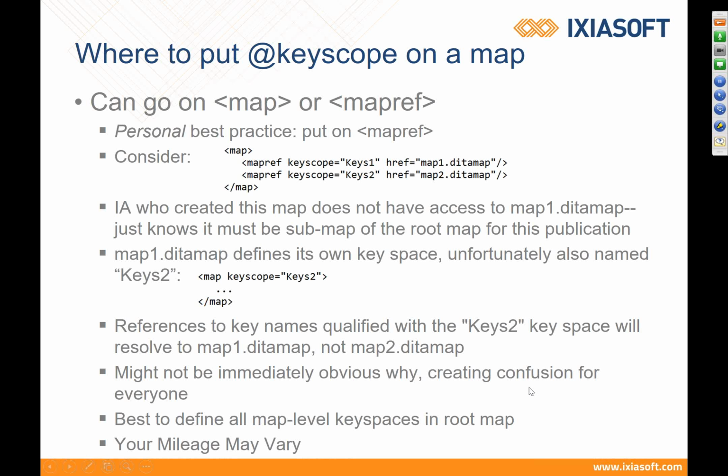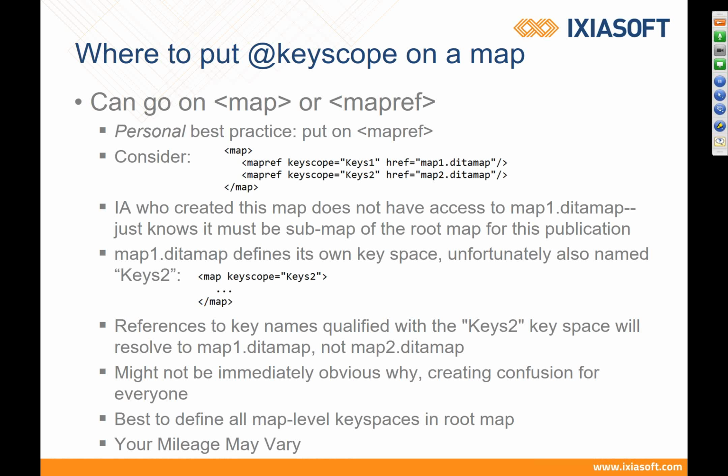So I have a map here, and it references map 1 and map 2. I do not have keyscope on the map element of map 1 or on the map element of map 2. Instead, when I reference those two maps from a parent map, I put keyscope on the map ref. And that gives me more control at the authoring point, at the point where I'm using these submaps, to determine what kind of keyscope I want to have.